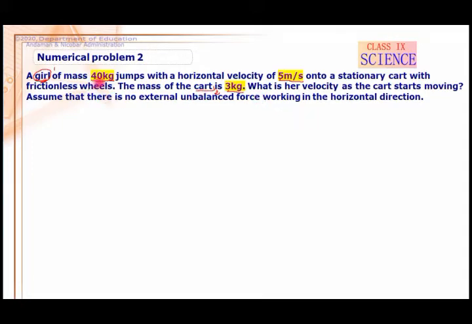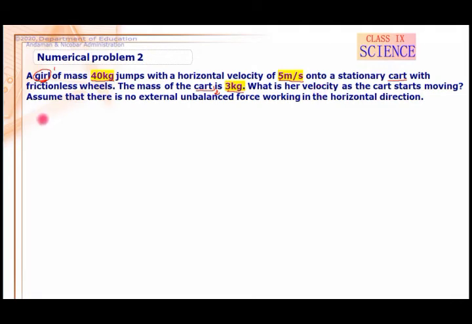Here the mass of the girl is given and the girl is jumping with a velocity of 5 meter per second. So the initial velocity of the girl is given. A stationary cart, here stationary cart means the initial velocity of the cart will be 0. The mass of the cart is already given as 3 kg. When the girl jumps over the cart at a velocity of 5 meter per second, then the cart will move, right. When the cart starts moving, at that point what will be the velocity of the girl? So how can we do?